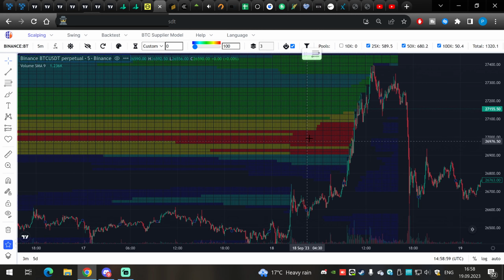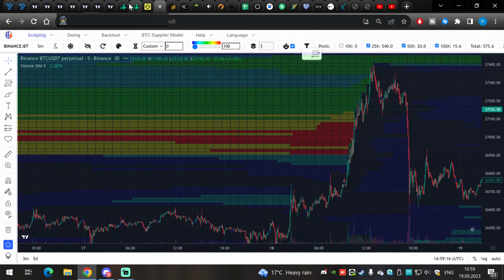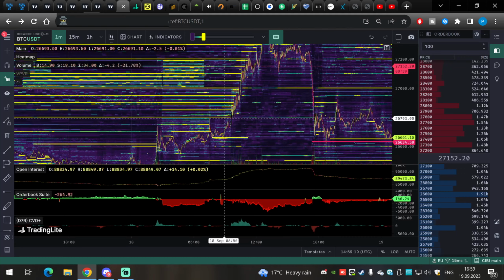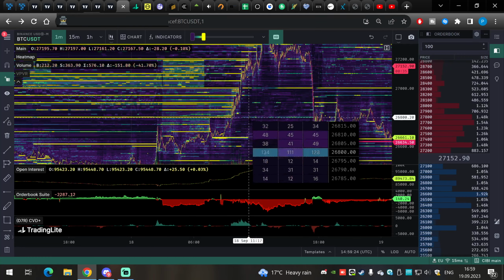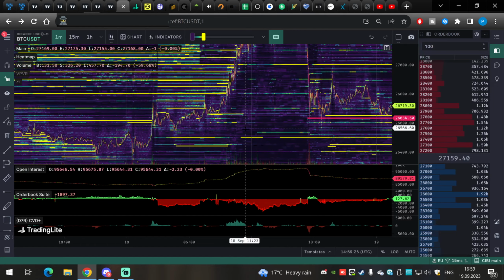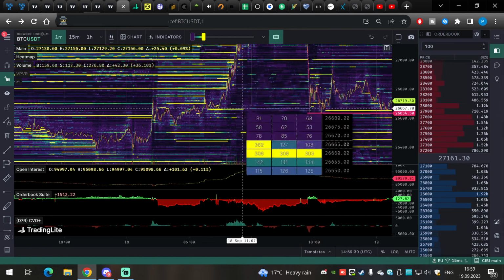Okay, it was taken, and now let's go back to the post. So if we reject violently, we have lots of longs up here from increasing open interest. Until they are trapped, there is less chance for the downside overall. If they get trapped, there will be fuel to the downside. And now let's go back to Tradinglite. This region for me was critical to not get trapped. If you would see a push here and start to see a big reversal, we would have fuel to the downside and a move, which happened a bit later, but still happened. We had a lot of fuel to the downside.